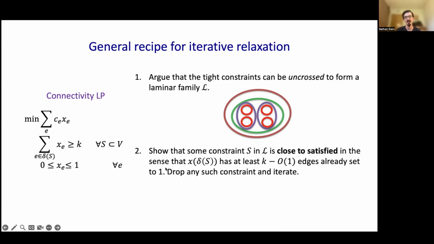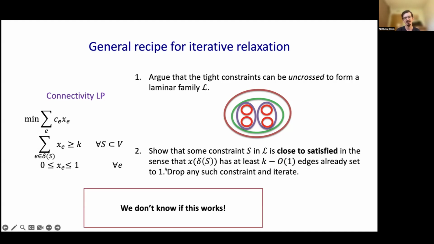The second step is then to use this laminar structure to show that some constraint in this family is very close to being satisfied. In particular, here we would want to show that there's a set with at least k minus order 1 edges set to 1. So its connectivity is already fixed to be at least, let's say, k minus 10. And now it's safe to drop that set and iterate.